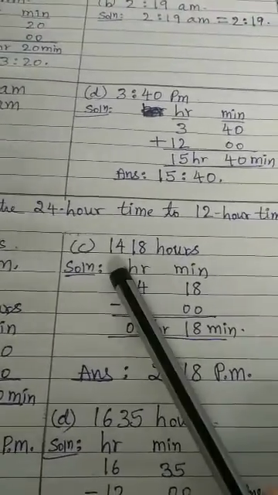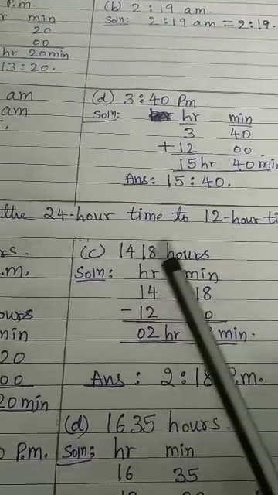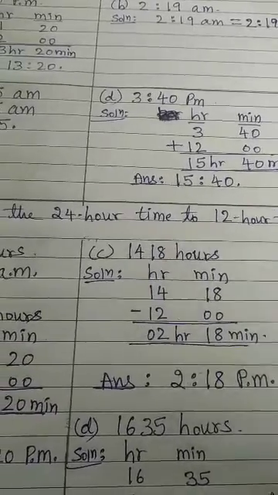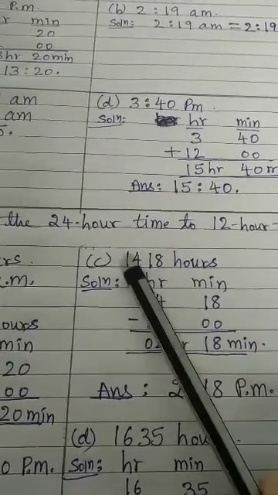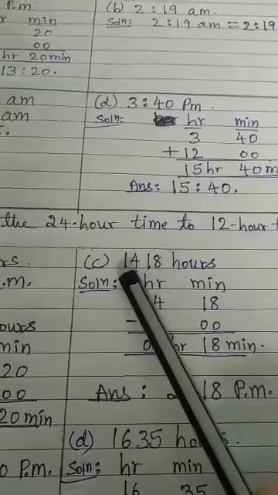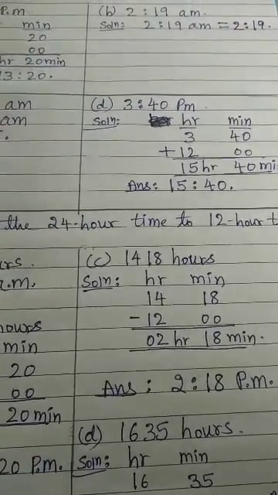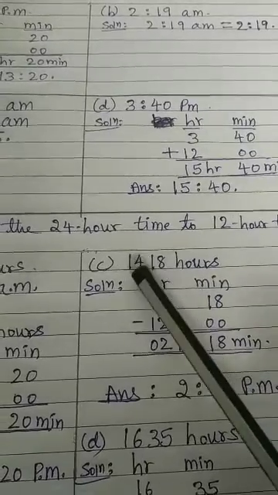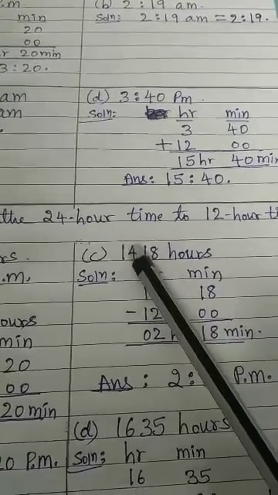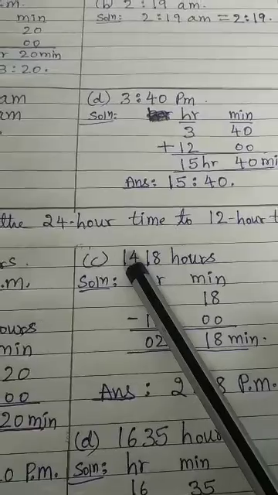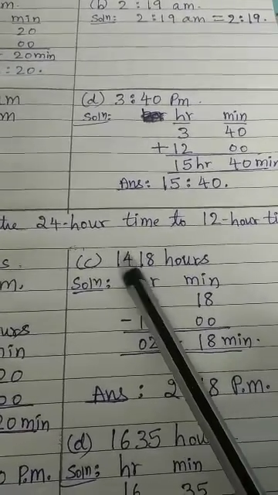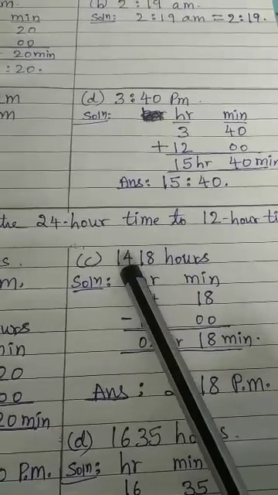So 1:20 PM. See the next question, here 14:18 hours. See, it has crossed 12. It is more than 12. So it will come in PM. This you should remember: when in the hours side you see more than 12, it will become PM. So already 14 means it is more than 12.